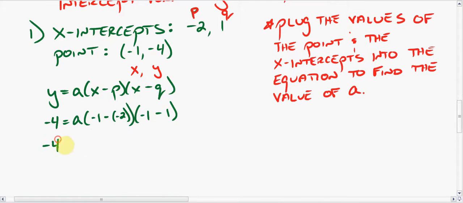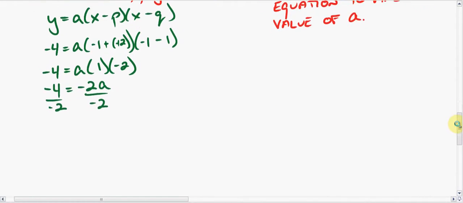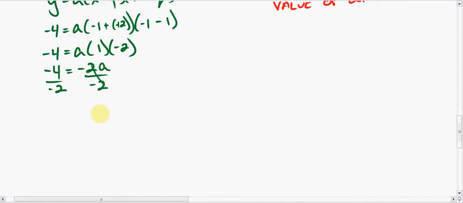So now we'll evaluate. So you have -4 equals a times, here we have -1 plus 2, so -1 plus 2 is +1, and -1 minus 1 is -2. So we see -4 equals a, 1 times -2 is -2, so we've got -2a. Divide both sides by -2, and we see a equals +2.